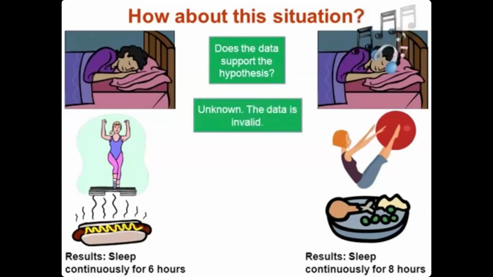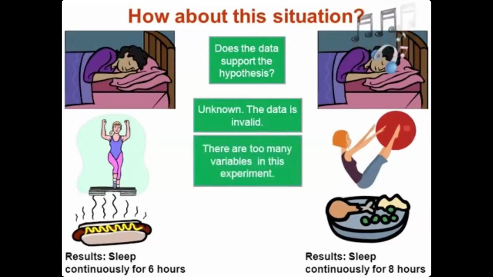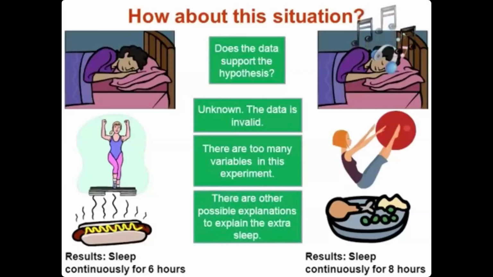In this situation, we can't say yes or no. Does the data support the hypothesis? We don't know. The data would be considered invalid, and I hope you see a reason why. There are too many variables in this experiment. She has the intended independent variable of sleeping with music and sleeping with no music. There's a second variable with different amounts of exercise, and there's a third variable with changing the food.